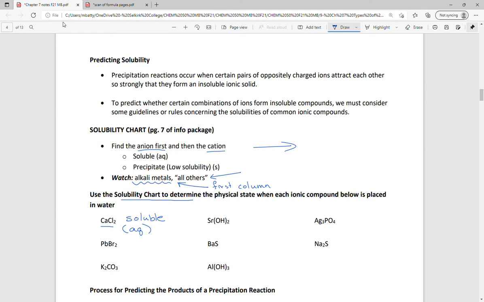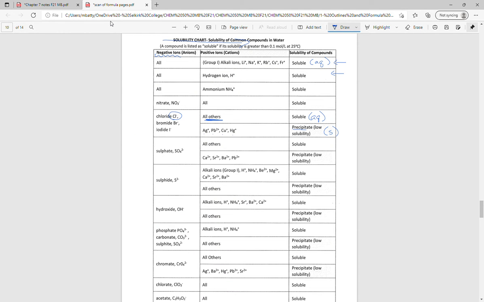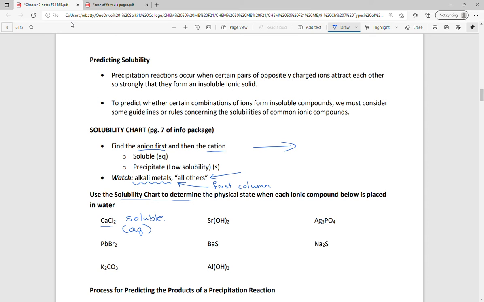I'm going to do one more and then I'm going to put the answers up, because I think it's important for you to do. So we had lead 2 bromide. So we'd find bromide as my anion, and then I can see the lead as the cation, which means that this would form a precipitate. This would be an ionic compound that was insoluble or low solubility. And so this would be a precipitate, or it'd be insoluble, and it would have an S after it in a chemical equation, because that's what it says: determine the physical state of these ionic compounds if they were in water.